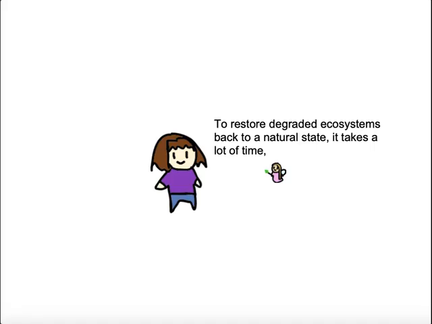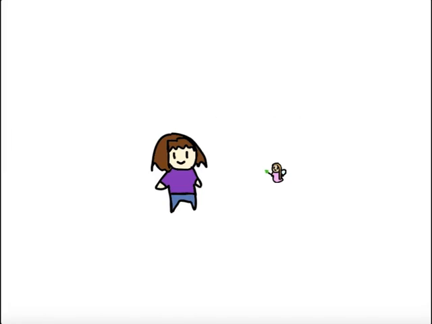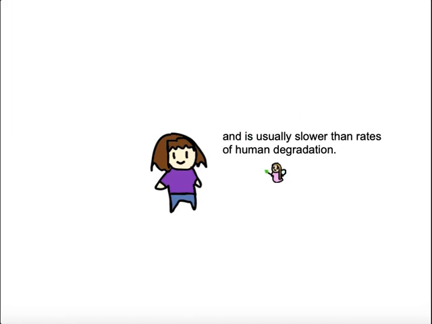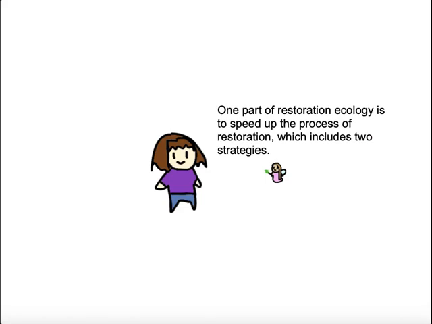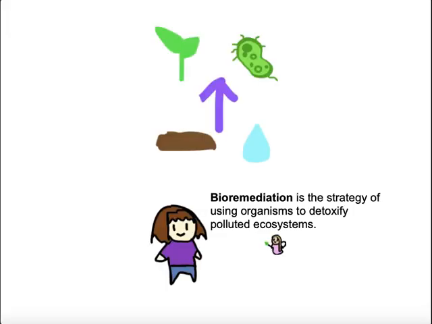To restore degraded ecosystems back to a natural state, it takes a lot of time, and is usually slower than rates of human degradation. One part of restoration ecology is to speed up the process of restoration, which includes two strategies. Bioremediation is the strategy of using organisms to detoxify polluted ecosystems.